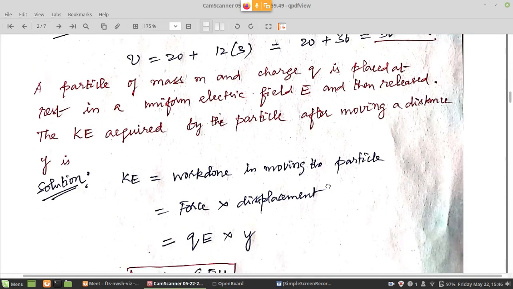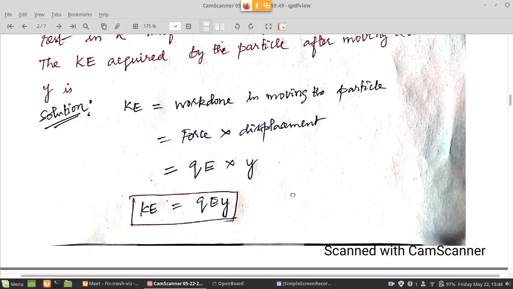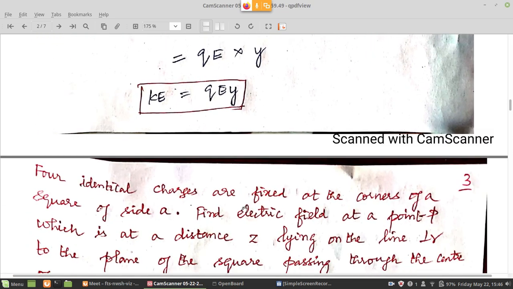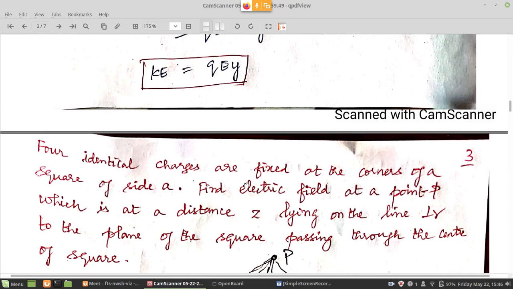Right. So the work done is stored as kinetic energy in the particle. So the answer is QEY. Right. This one you can work out. It is electric field. So far we have done only two-dimensional electric fields everywhere. Now for one sample we have to do three-dimensional also, right?